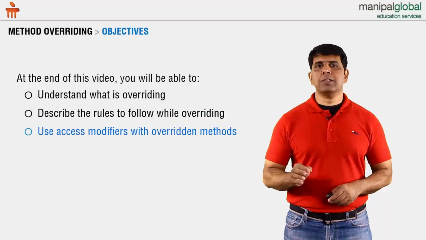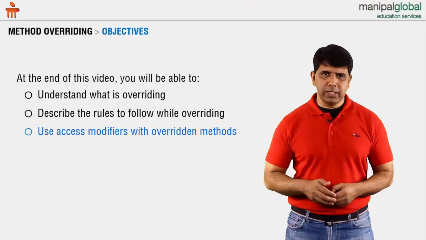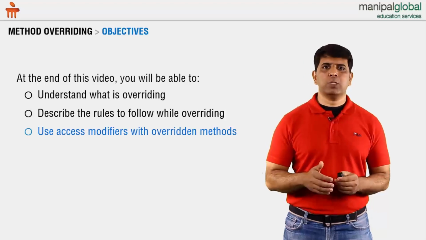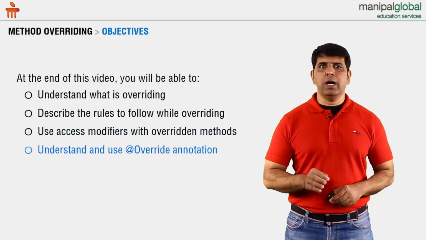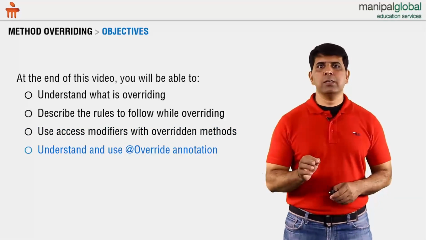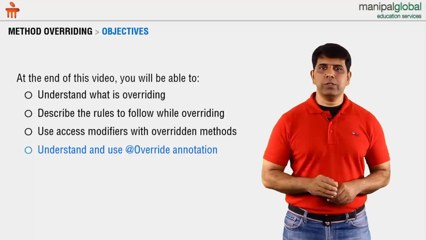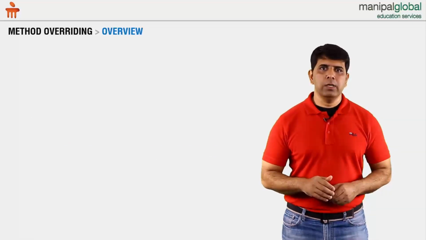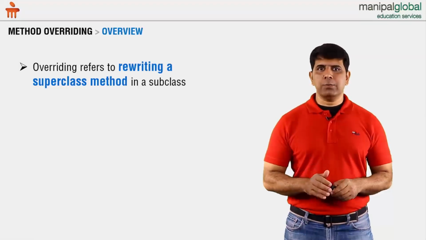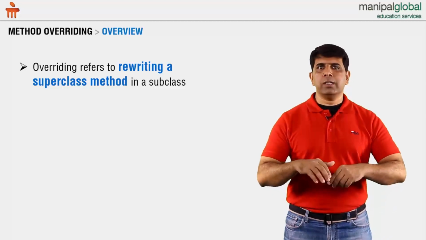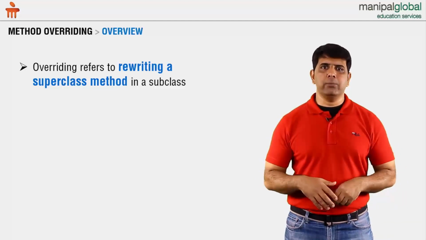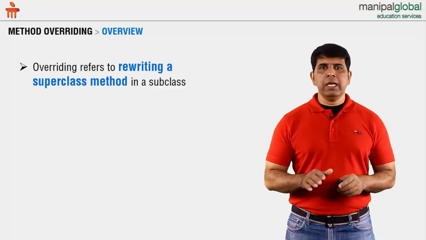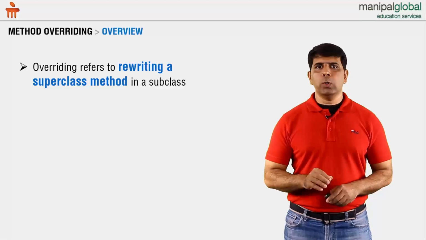Now use access modifiers with overridden methods such as private, public, protected, or no access modifier at all, as well as understand the use of @override annotation, which was introduced in Java 1.5, to help the developer write better code. Now, overriding is a concept that refers to saying that I don't want your method, I want to write my own. So we want to rewrite a superclass method. Always inheritance is involved in method overriding.